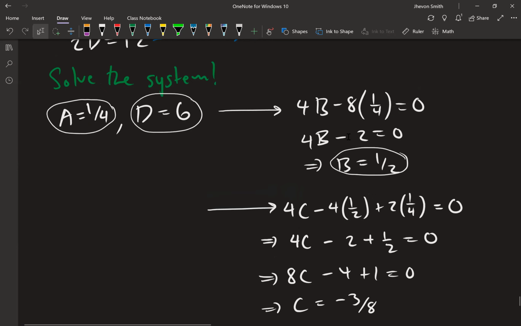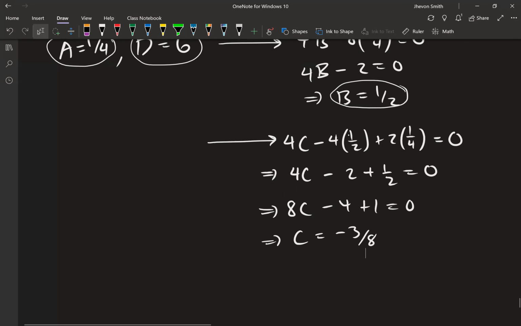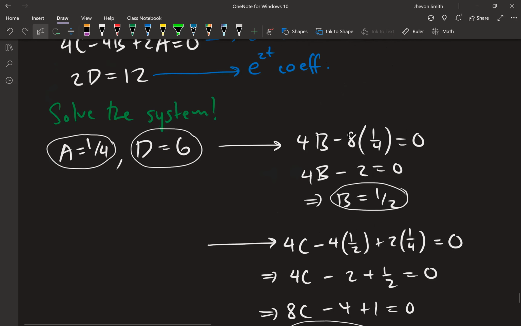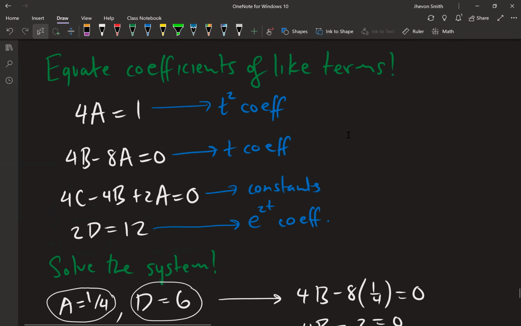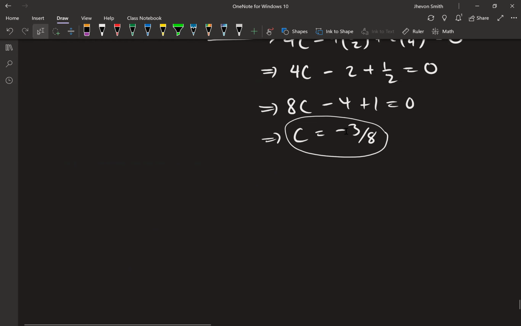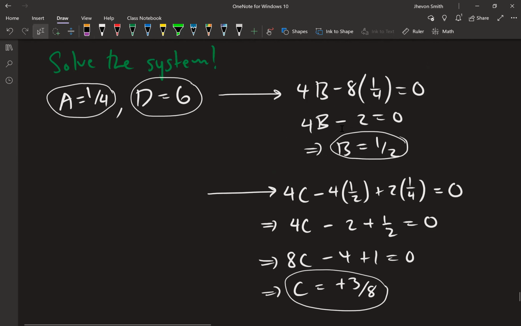Did I make a mistake somewhere? How did you get c equals 6? Yeah, someone got 6 though, but I'm not sure.